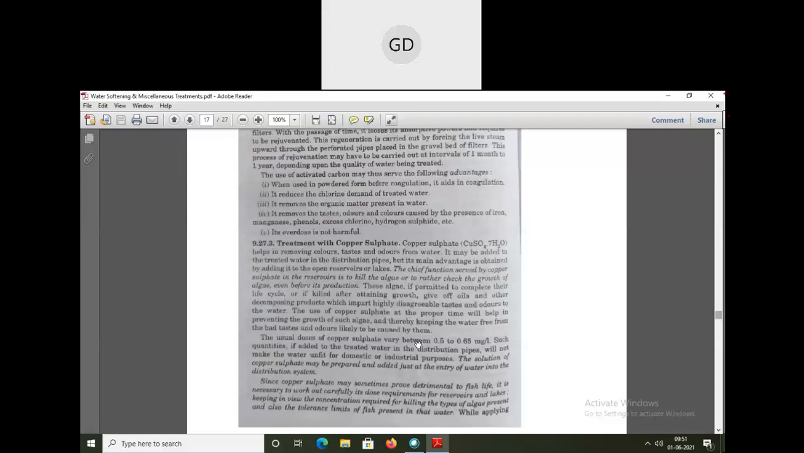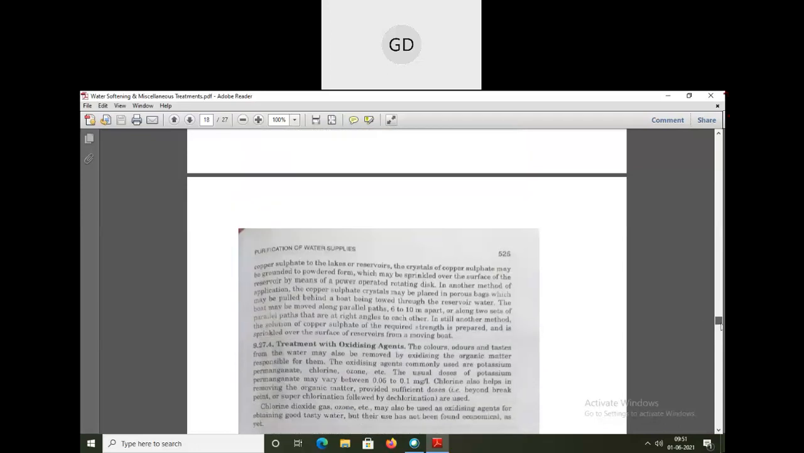And also for the future, it will see that no production of algae is permitted. Okay, so this is the use of copper sulfate in the water.